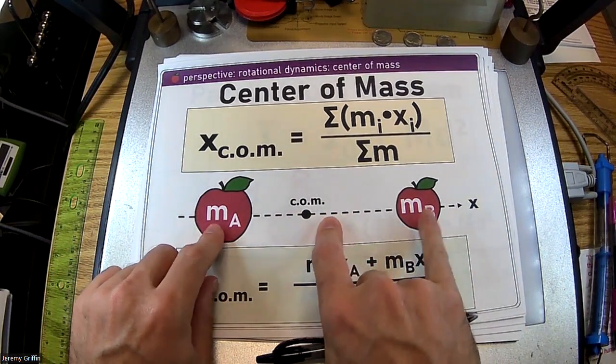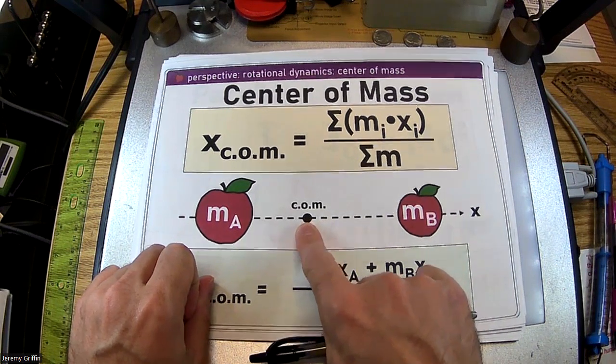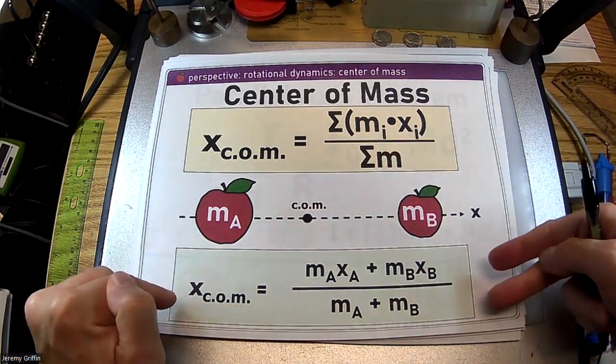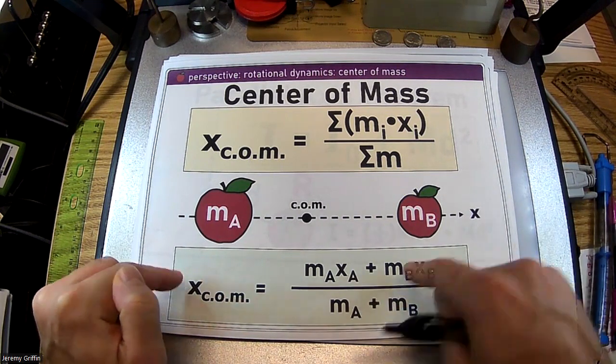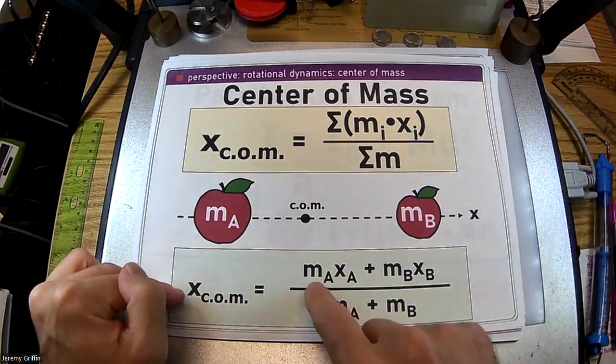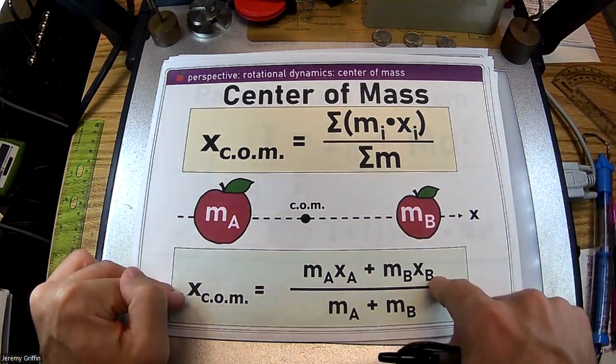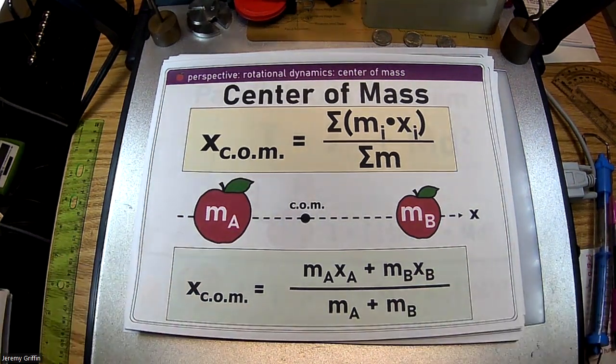Right? But if one of these is more massive than the other, it's probably closer to that, right? Well, this is exactly what this says. And here it is for like two point masses. So like, these two right here, here we go, right? Mass times location plus mass times location, divided by the total mass, to tell you the center of mass.